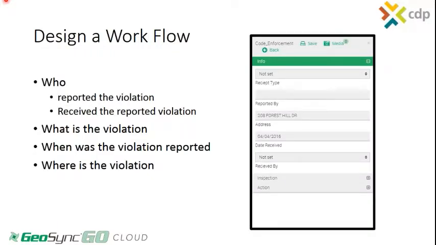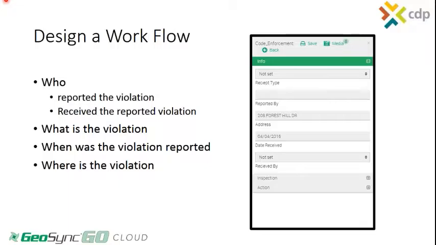So using that information, we need to design a workflow. In GeoSync GO, our workflows are basically our data, our information, and the forms that we apply to a map. In this instance, we want to split our workflow forms up into 3 different pages, grouping the information that we have. For the first page, we're looking at info. It's just information about the violation or potential violation.